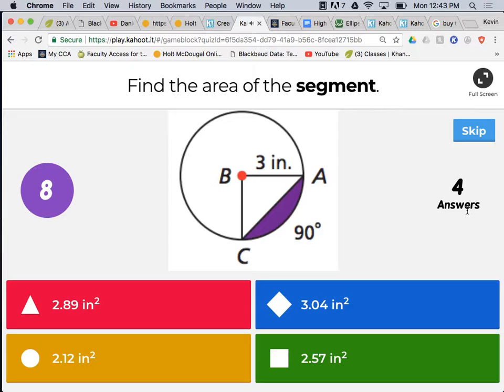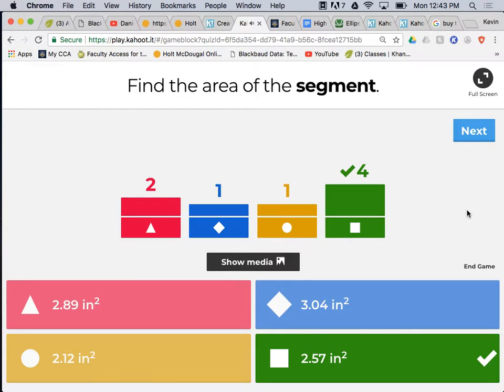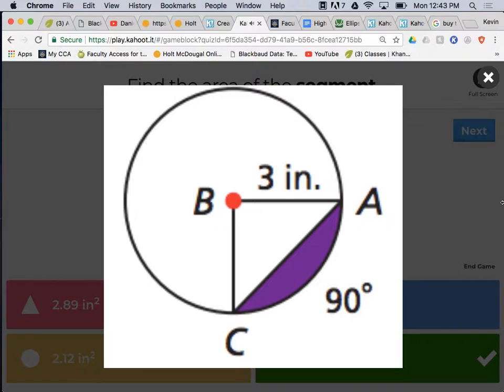So remember, the area of the segment is the area of the sector minus the area of the triangle. So I have to find the area of the sector first. It's pi, what's the radius? 3 squared times what's the angle? 90 over 360. If you plug that in your calculator, you get 7.07. Then you find the area of the triangle.